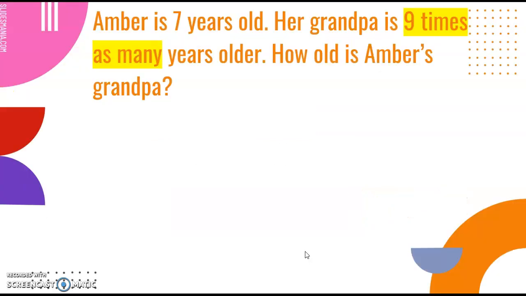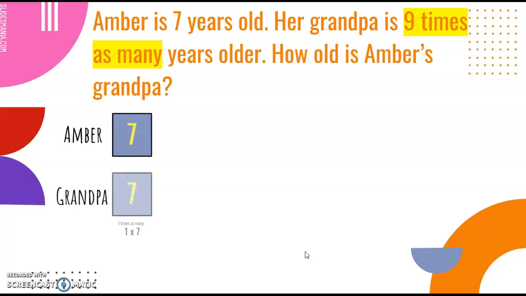Amber is 7 years old. Her grandpa is 9 times as many years older. How old is Amber's grandpa? Here's Amber's amount. Here's grandpa's 1 times as many. Pause the video while you model this problem on your paper. Press play when you're ready to check your work.